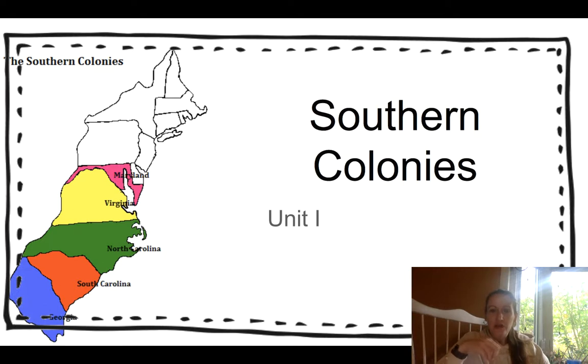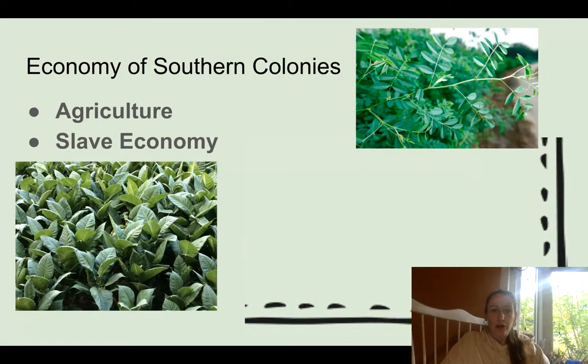But now I want to focus beyond Jamestown and encompass the Southern colonies, which are often referred to as the Chesapeake colonies and the lower Southern colonies, which I'll get to at the end. But first, a quick overview of what we've learned a little bit already: the Southern colonies had an agricultural economy. They grew things like tobacco, rice, indigo, and other cash crops. And this agricultural economy produced a slave economy.